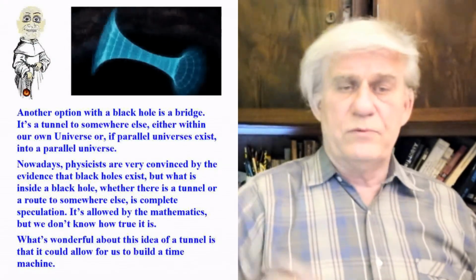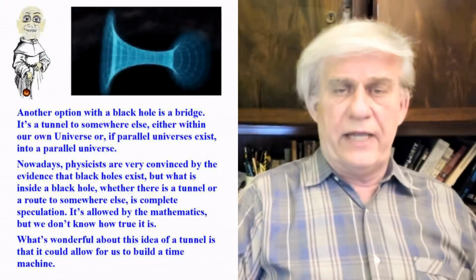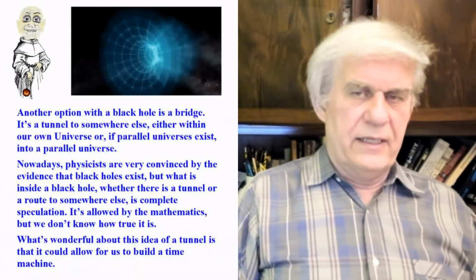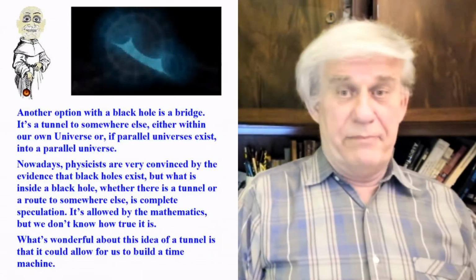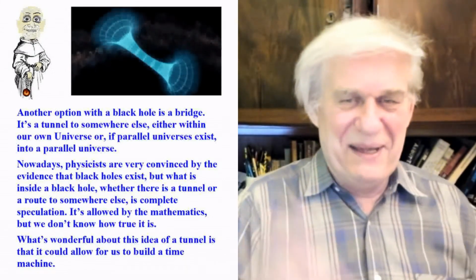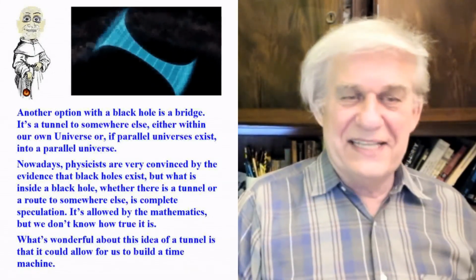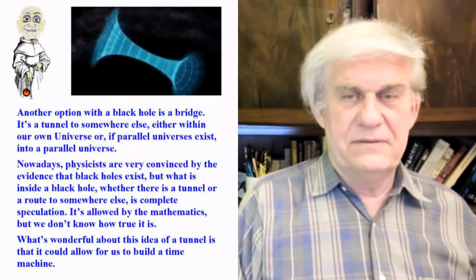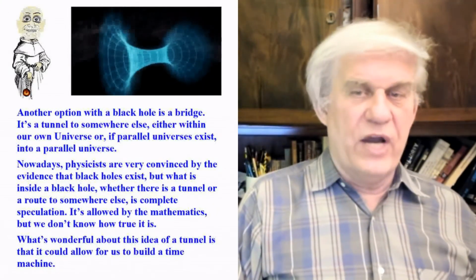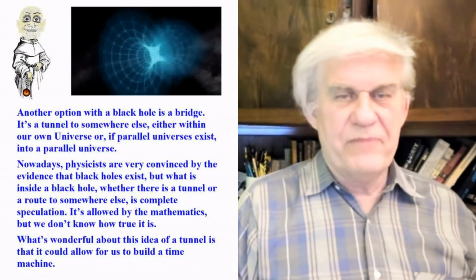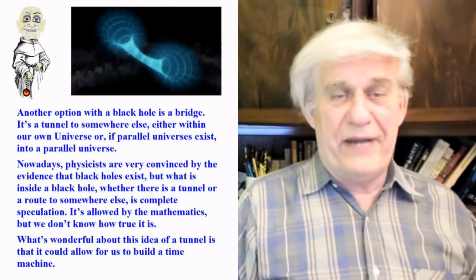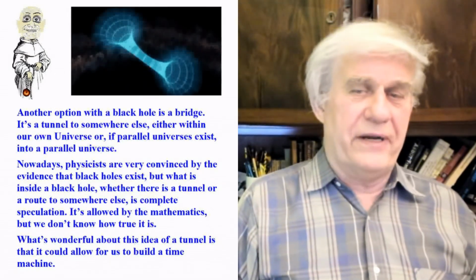He says another option with a black hole is a bridge. And that's the Einstein-Rosen bridge, that famous wormhole that is on people's lips today because everybody wants to go to the future, the past. Everybody wants to get out of the present. Coronavirus. It's a tunnel to somewhere else. Well, somewhere is one thing, and the other one is when. That's different. Either within our own universe, whatever that means, or, if parallel universes exist, into a parallel universe.